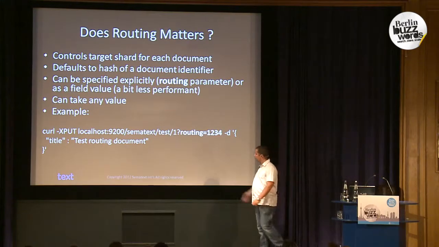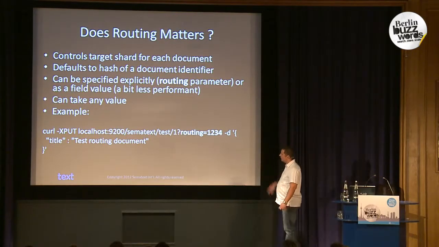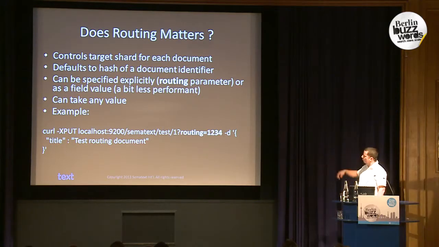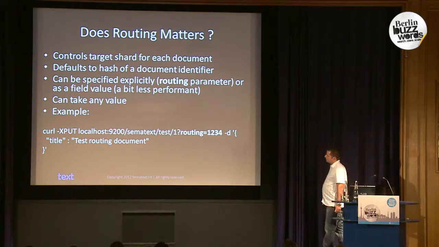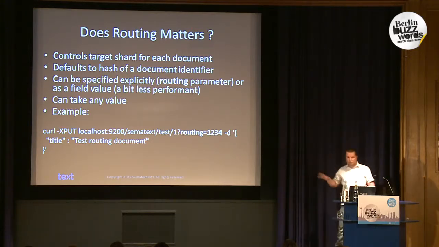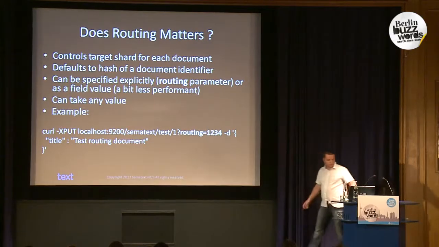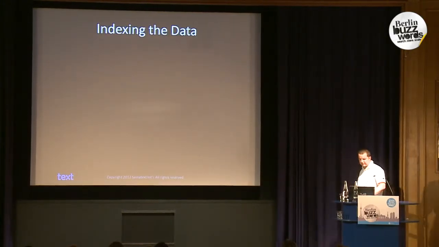So, for example, this is how the routing is done. We wanted to index a document into the sematext index with a test type, ID 1, and the routing value 123, and the document will be placed in a shard based on this routing value.